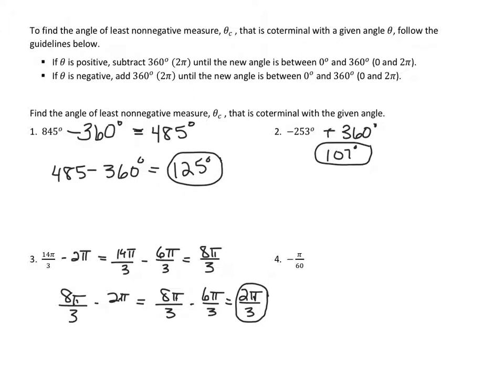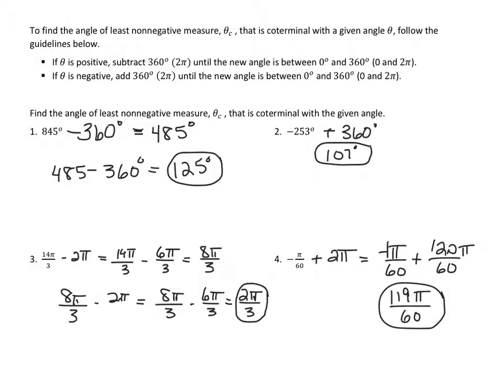Okay, let's look at number 4. We have negative pi over 60. So once again, just like number 2, when we were talking about degrees, if we have a negative angle, we have to add rotations. So let's add 2 pi. Let's convert it because we have to have common denominators. So if I have negative pi over 60 plus, and converting that, if we have a denominator of 60, that would be 120 pi over 60. Okay, so now think, negative pi, that's the same thing as negative 1 pi. So negative 1 plus 120 gives you 119 pi over 60.